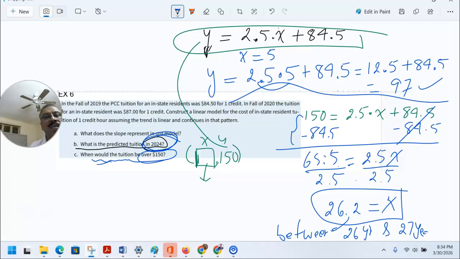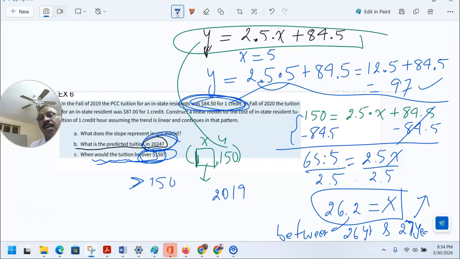But we want to know when it will be over 150. It means greater than $150. So greater, that means we have to use 27, completion of 27. So all you do is, 2019 is when we checked that the tuition fee was this. To do this, you add 27 and you will see it is the year 2046. We are done.